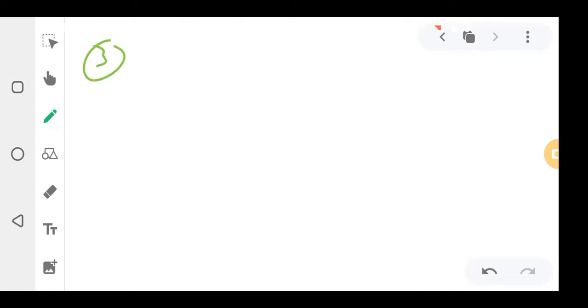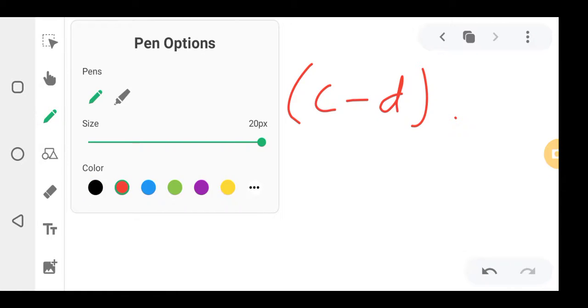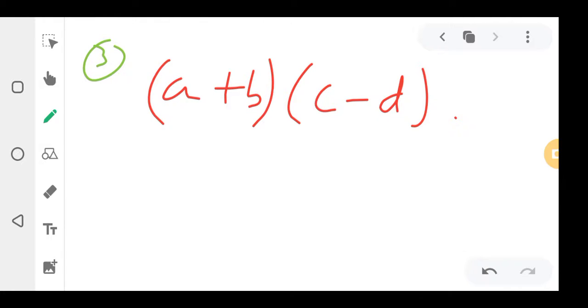Same thing applies. Third question. It's the same principle that you do. If they say (A + B)(C − D), you are simplifying this. All these questions are to simplify or expand. You are simplifying them. How do you solve such a question?